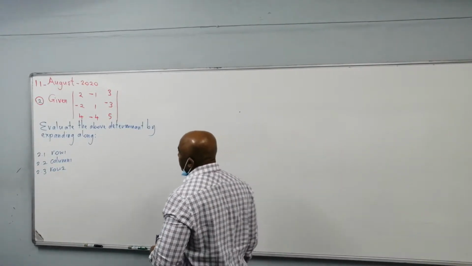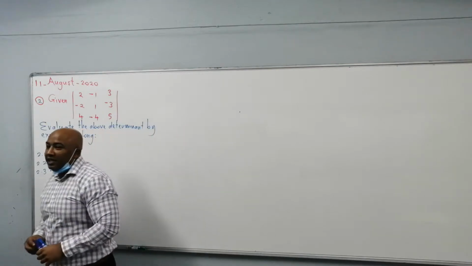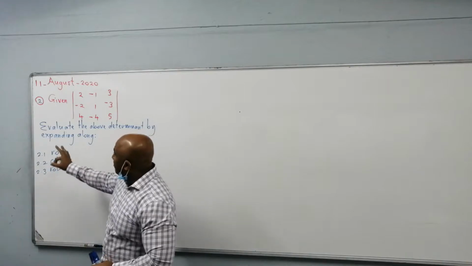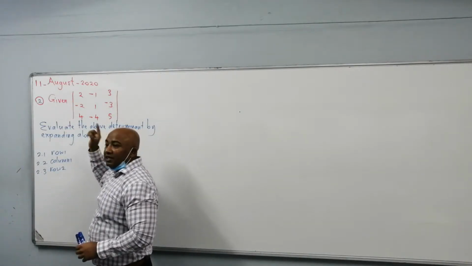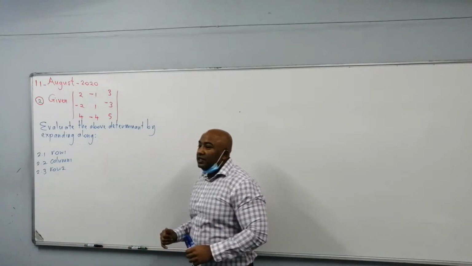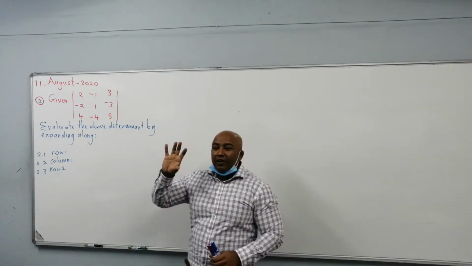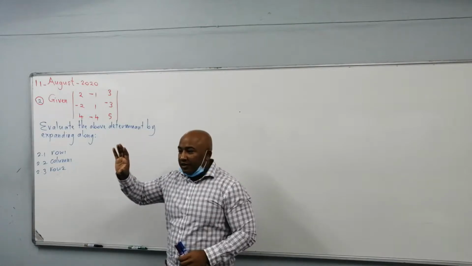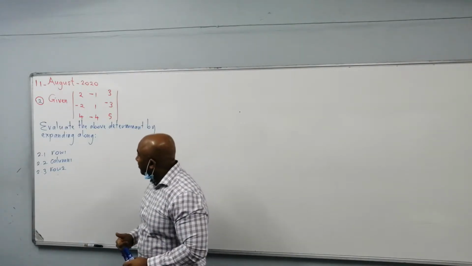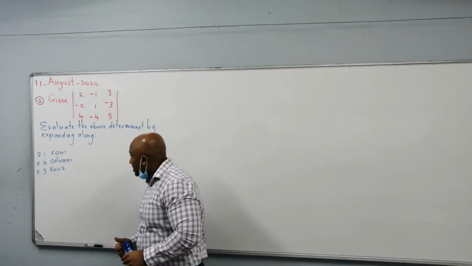Right, so this is where we stopped. We were dealing with a 3 by 3 determinant. That means there are 3 rows and 3 columns. Okay, so what did we learn so far? We found the minor of a 3 by 3 determinant and the cofactor of a 3 by 3 determinant.